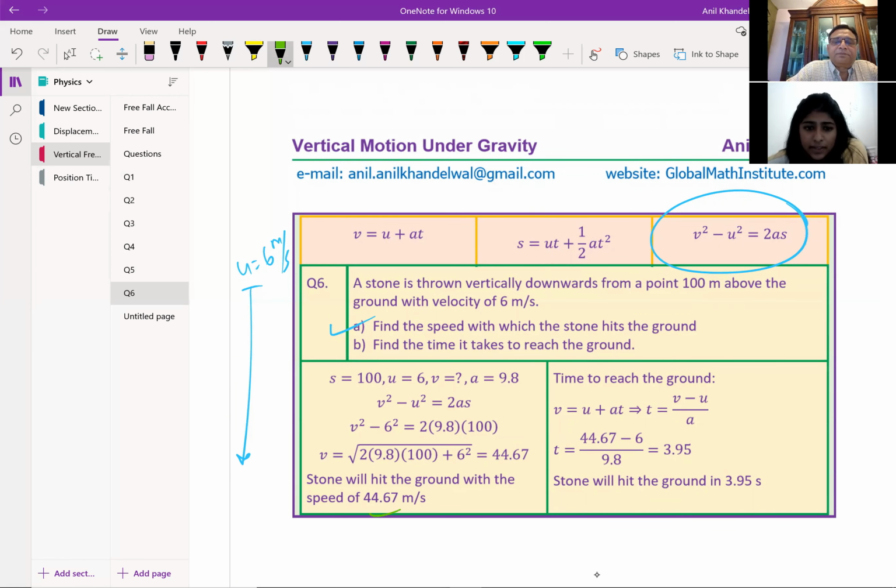Part B. Find the time it takes to reach the ground. Time: v equals u plus at. And then you just rearrange, make t the subject, and substitute the values in. Perfect. So that is how you do these questions.